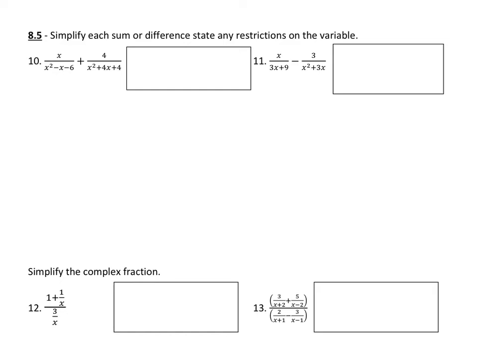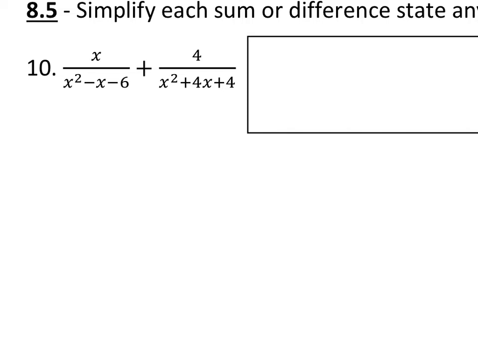Welcome to part 2 of our Chapter 8 practice test. Again, this is dealing with rational functions. We're picking up here at number 10. What we want to do is simplify our sum here and also make sure we state any restrictions on the variable. The very first thing we need to do is to factor our denominators.